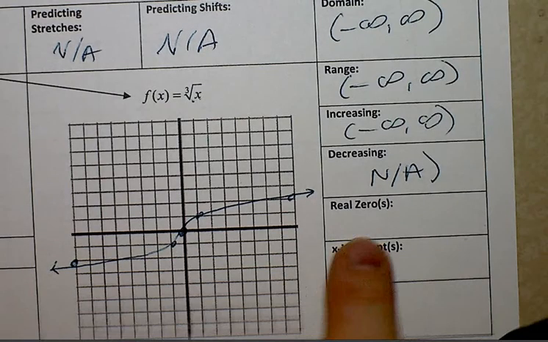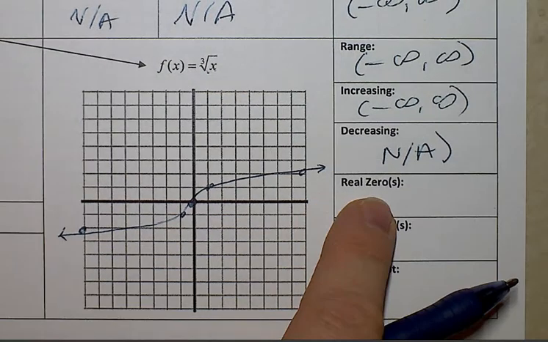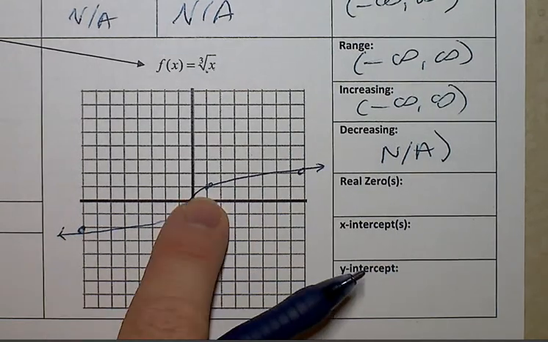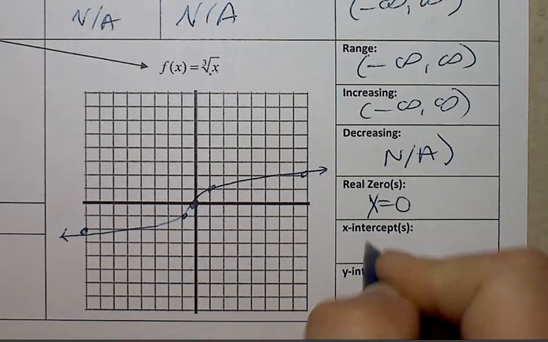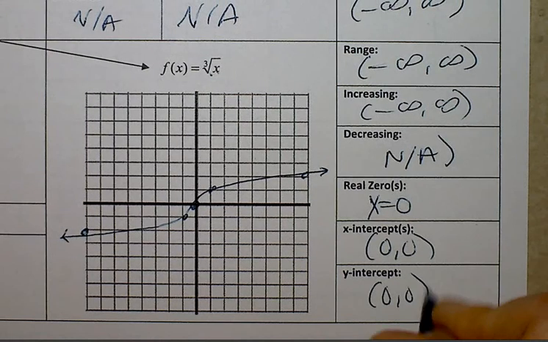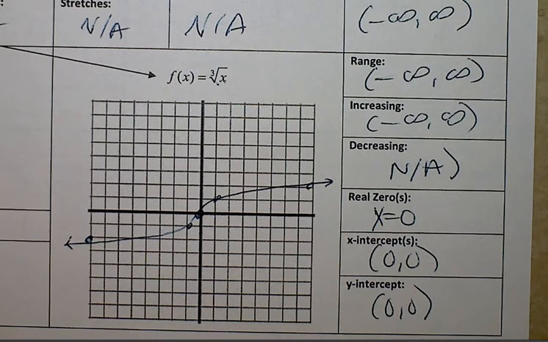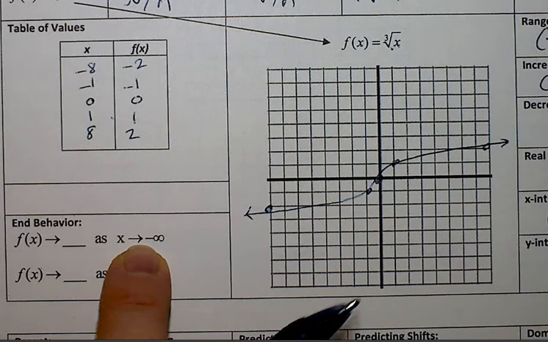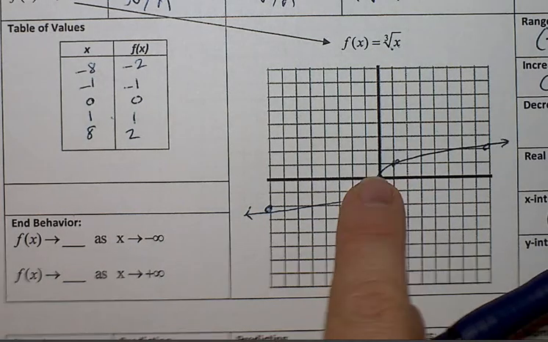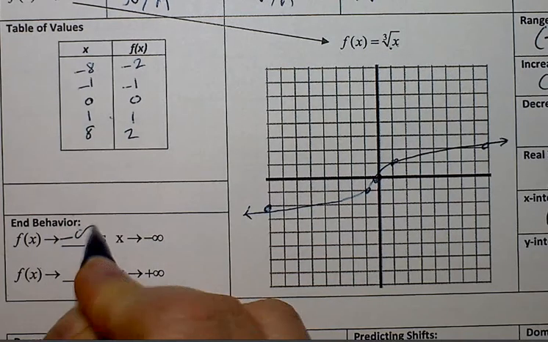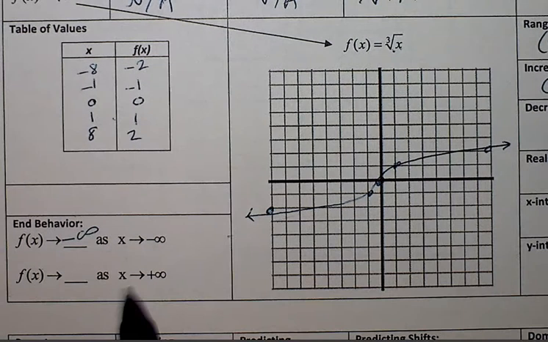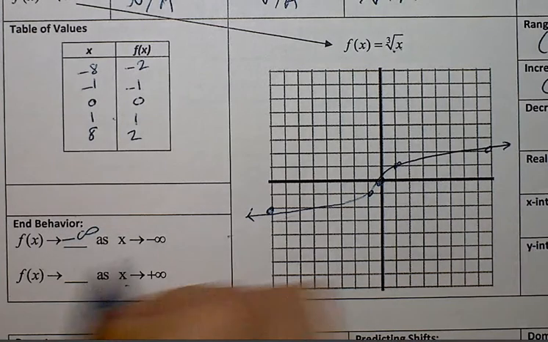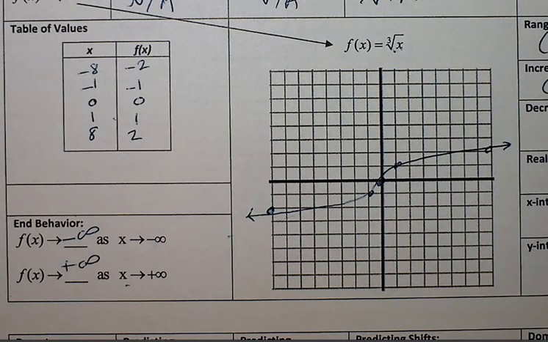For this particular problem, the next 3 are pretty easy. So where does the real 0 occur? It occurs where x is equal to 0. The x-intercepts and the y-intercepts are also at the origin. Okay, coming over here. For this function, as you go to the left, to -infinity, which way is this going? It's going down. And as you go to +infinity, which way is it going? It's going up.